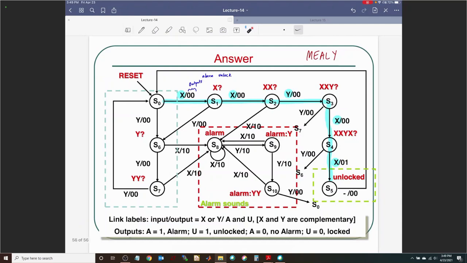But yeah, that completes our discussion on finite state machine design. I'm going to stop recording and see if you guys have questions.